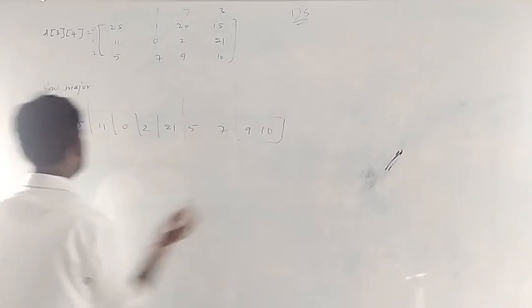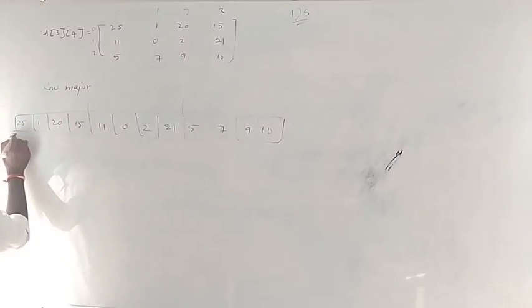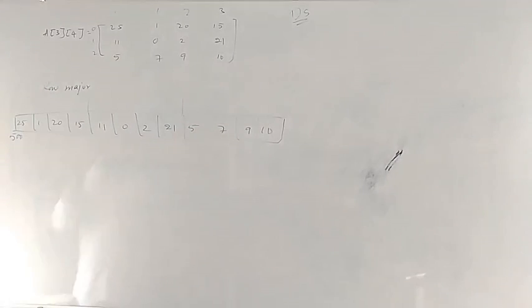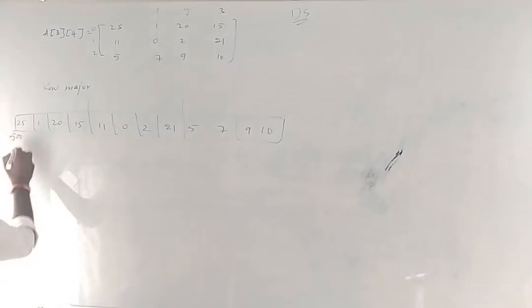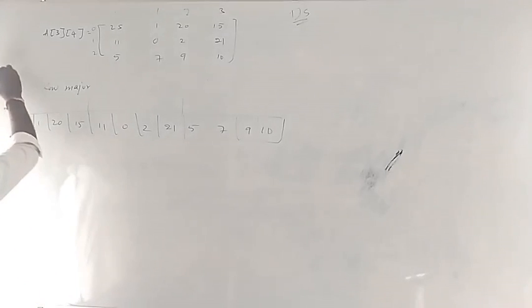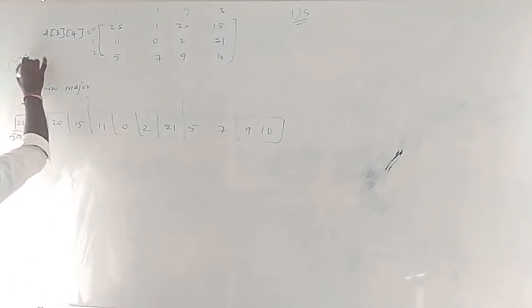The given information is that the base address is 5000. For every representation, the base address will be the same. And they want us to find the address of this particular element, that is A of 2, 2.